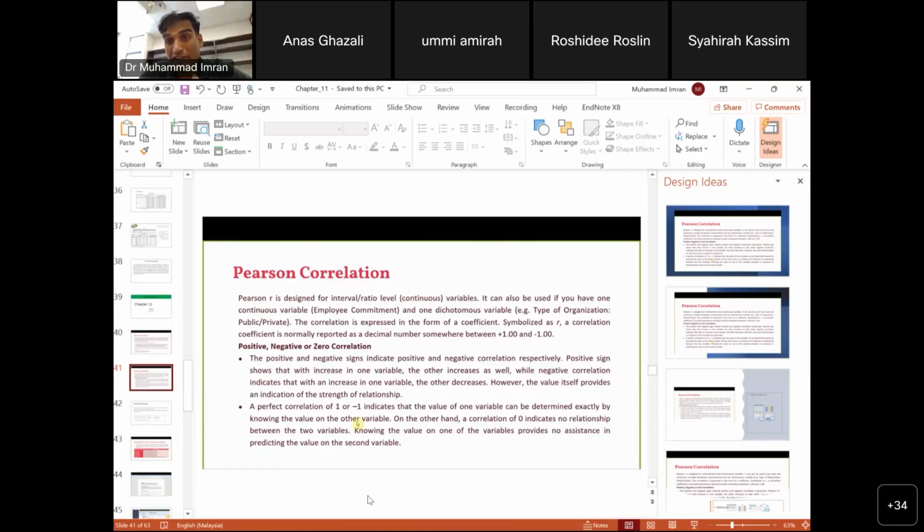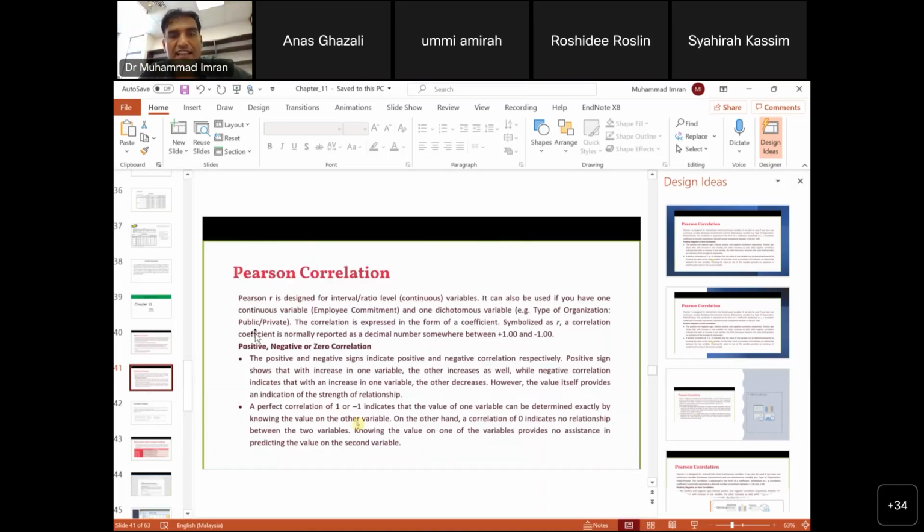It should be a continuous interval or ratio score. This situation can also be used if one variable is interval or ratio and the other is nominal or ordinal, but both variables should not be nominal and ordinal together. Anyway, type of organizations pyramid.